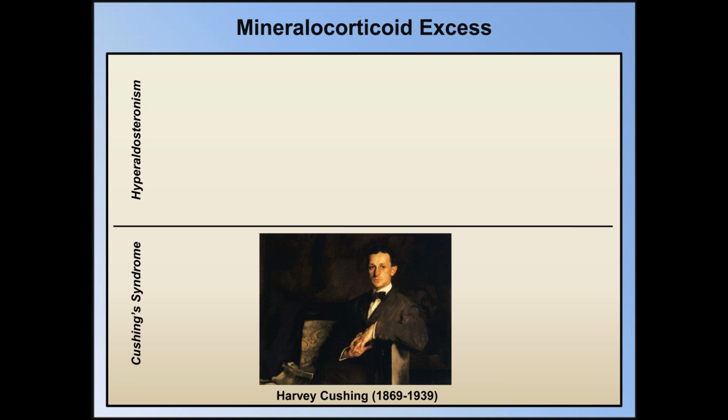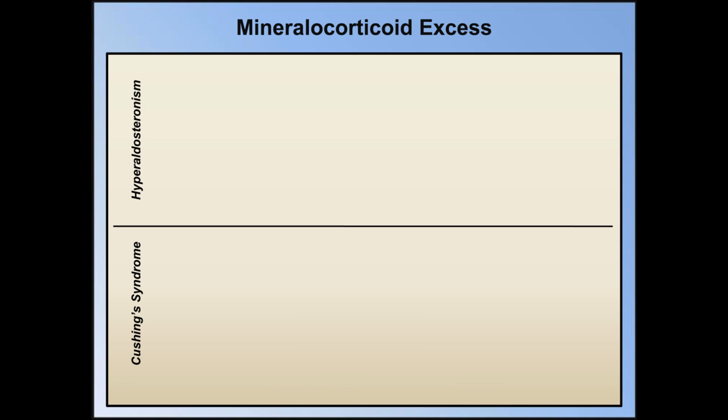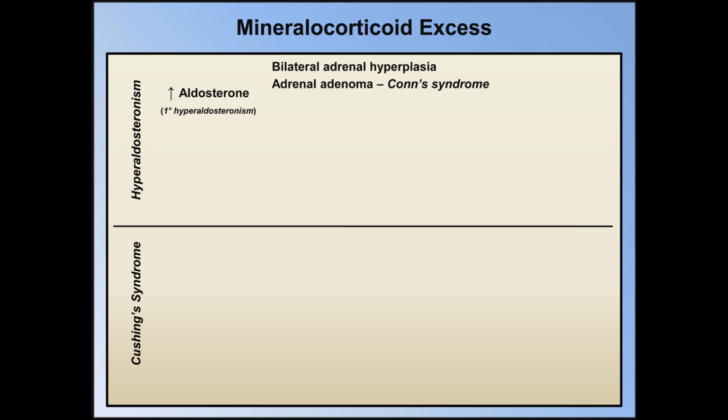Getting back to metabolic alkalosis, hyperaldosteronism can in turn be broken down into two subcategories. The first is when elevated aldosterone levels occur on their own, in the absence of another triggering hormone abnormality. This is termed primary hyperaldosteronism. Primary hyperaldosteronism is usually caused either by bilateral adrenal hyperplasia or an adrenal adenoma secreting aldosterone. This latter condition is called Conn syndrome after Jerome Conn, an American endocrinologist from the University of Michigan.